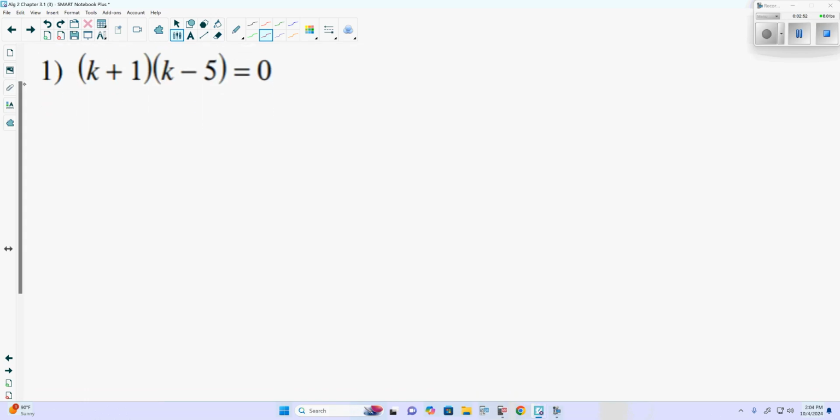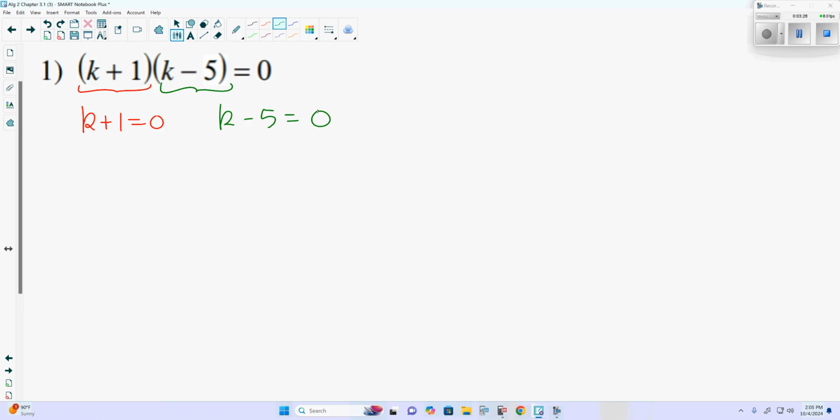So this is our first example. We're told that k plus 1 times k minus 5 is equal to 0, yes? I do have 2 things being multiplied together equals 0, yes? So one of these 2 must be 0, yes? So this is telling us that either k plus 1 is 0, or k minus 5 is 0.